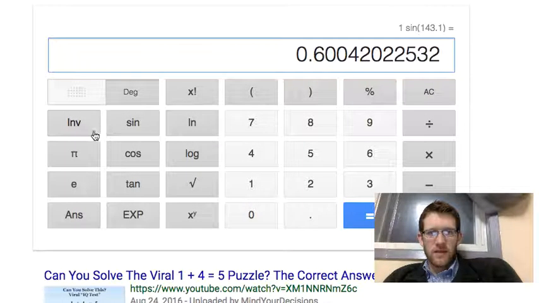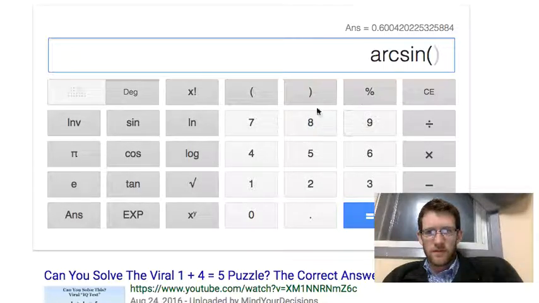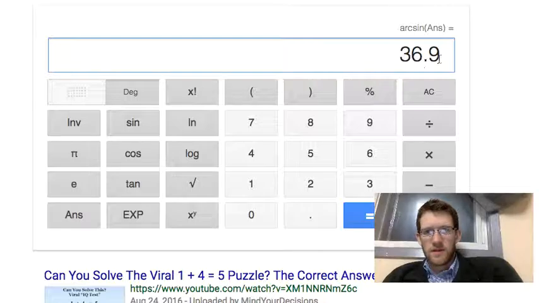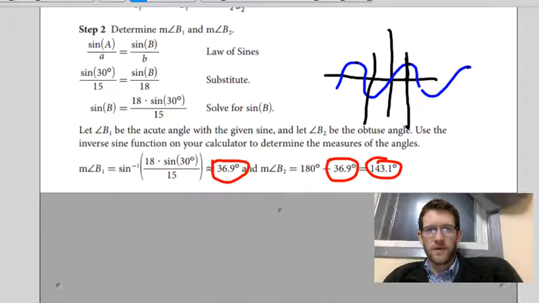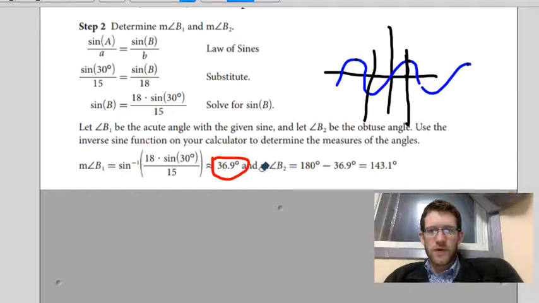So if I take the inverse sine of that answer, I get 36.9. It doesn't give me that larger value of 143 because the inverse sine is, again, assuming you want an answer less than 90 degrees. So we have angle B2 and we have angle B1.